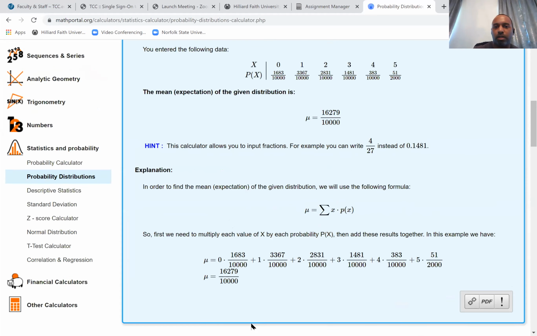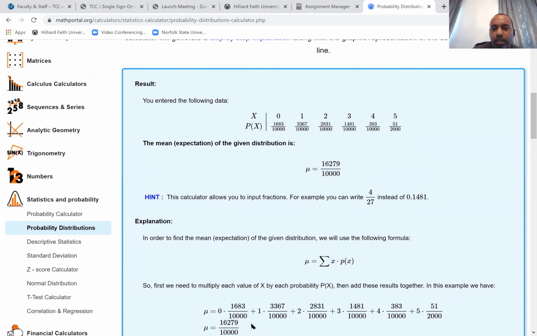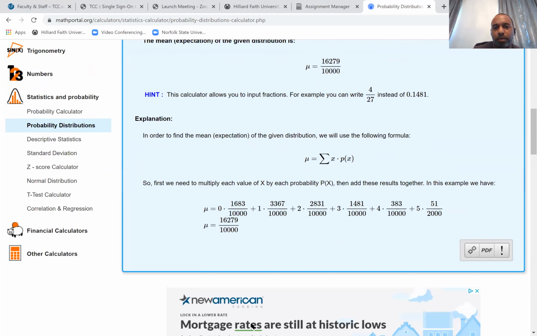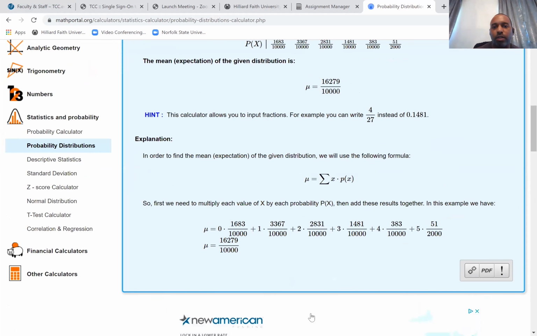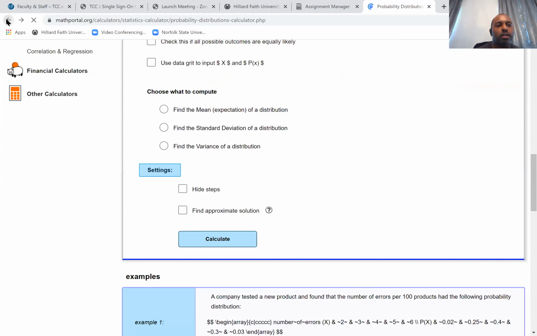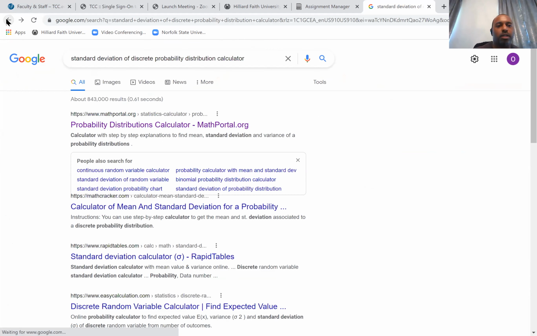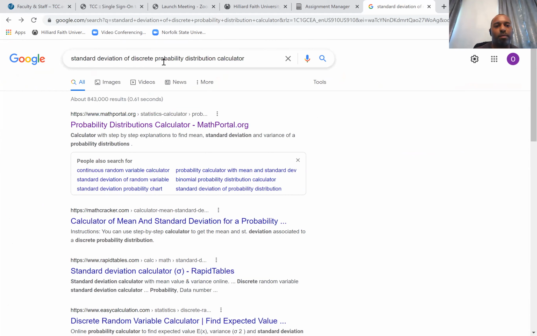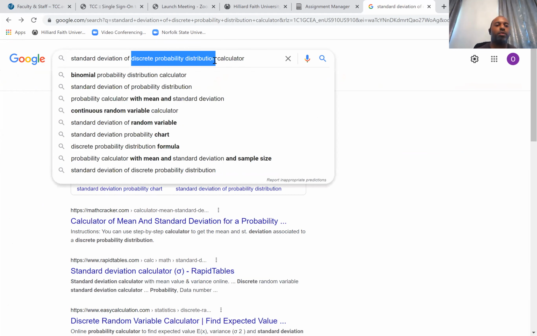I guess they didn't convert that to a decimal, but if we wanted a decimal, you just divide these two numbers right here. So now what I did to find this was I typed in standard deviation of discrete probability distribution calculator. So that's the main thing right there, discrete probability distribution.